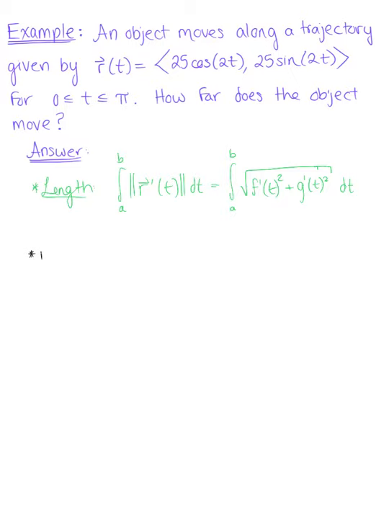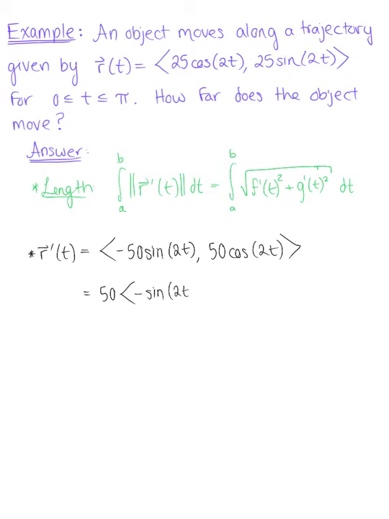So the first thing we need to do is find the magnitude of our tangent vector. So differentiating, we are left with minus 50 sine of 2t, and then we have positive 50 cosine of 2t. And to simplify our calculations, let's go ahead and factor out the greatest common factor, 50. So we have 50 times the vector minus sine of 2t, positive cosine of 2t. And so we use this to find the magnitude.